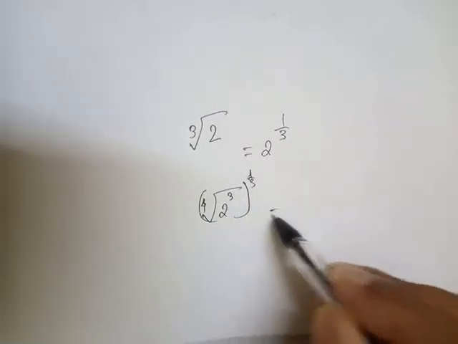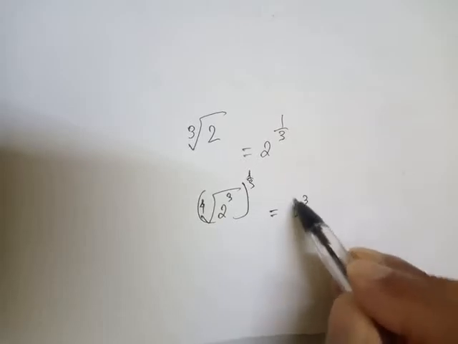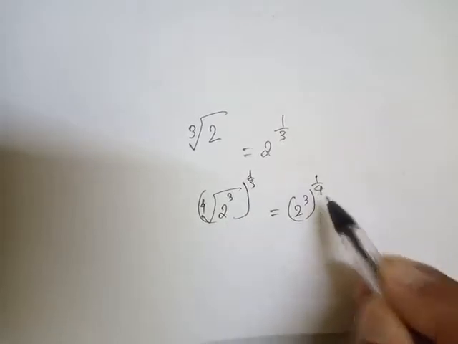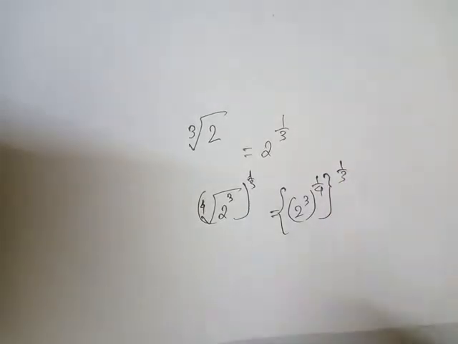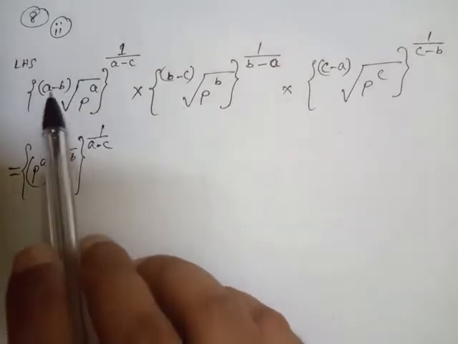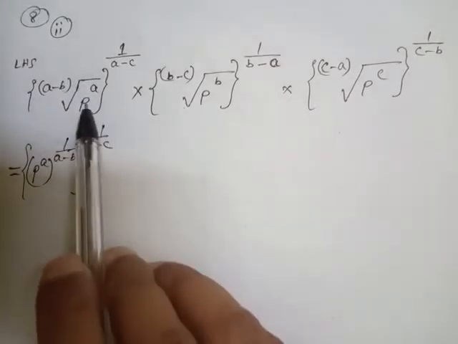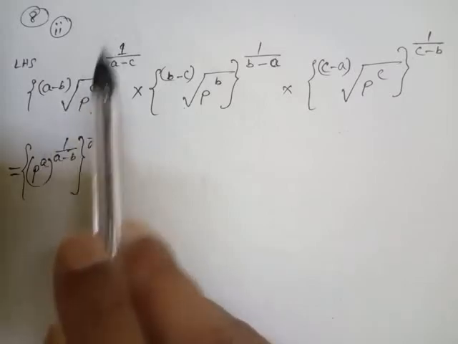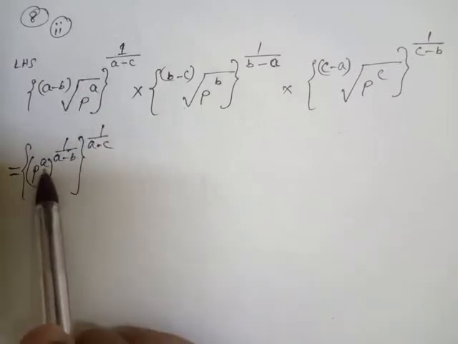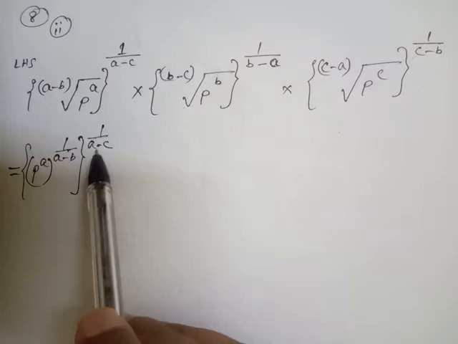This will be like (2 cube) whole to the power 1 by 4, then in second bracket 1 by 3. We can write like this. So here it is given, look here now, a minus b root of p to the power a, whole to the power 1 by a minus c. That's why, just removing the square root, like p to the power a, 1 by a minus b, whole to the power a minus c.